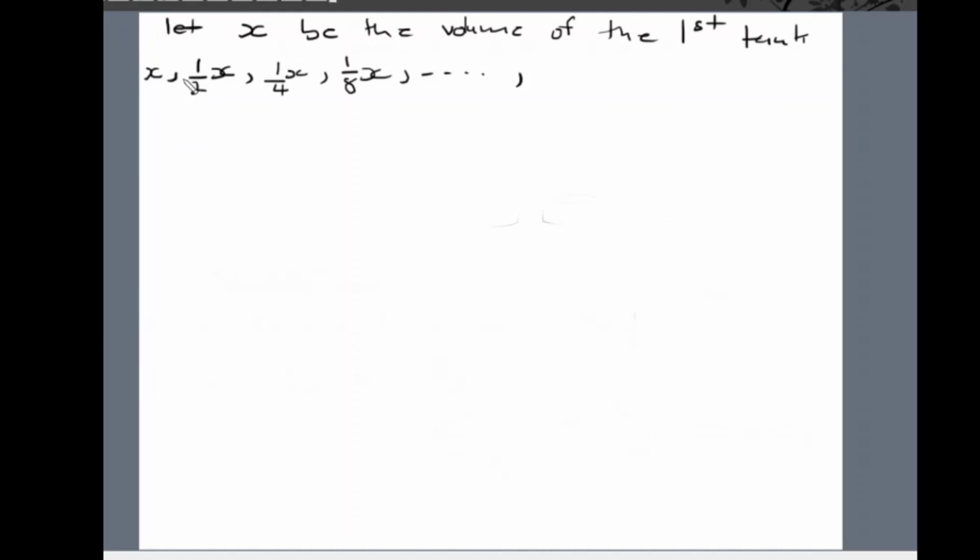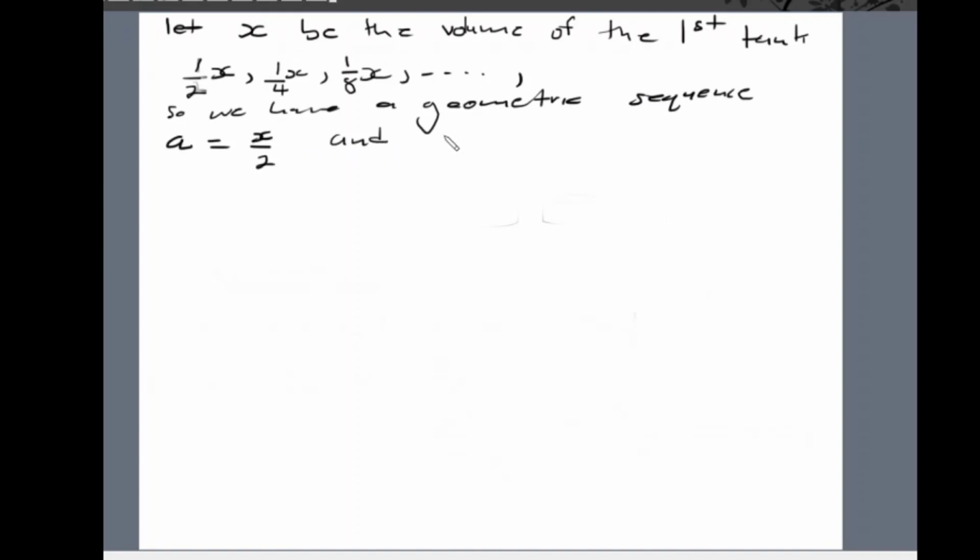Right? So let us discard this first one. Let us discard the first tank and then take the second tank as our first term, right? So this one will be our first term up to term number 19, right? So we have a geometric sequence here. We have a geometric sequence with the first term being x over 2 and the common ratio being 1 over 2, right?